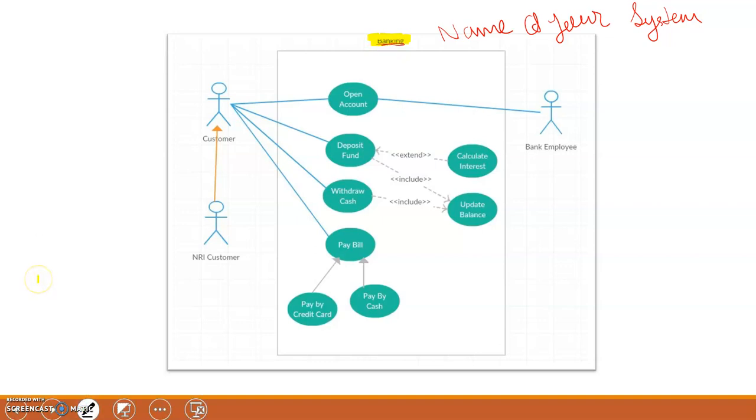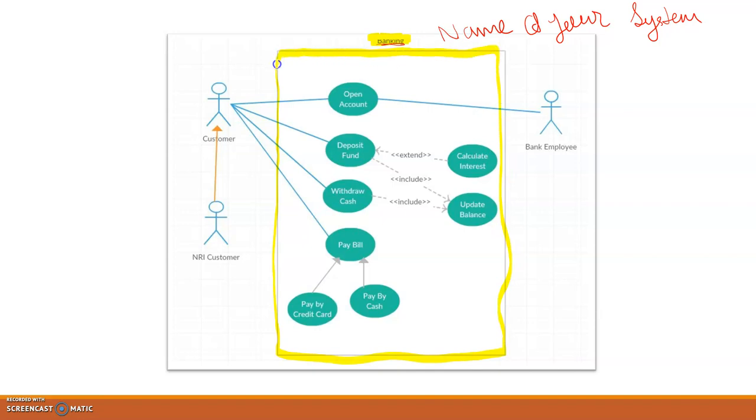Then second, here we have a boundary, right? This is the boundary. This is the box which we call the boundary. This boundary indicates your system, and all the components and everything we will show inside this box, like processes and all the other things. So this is the boundary.